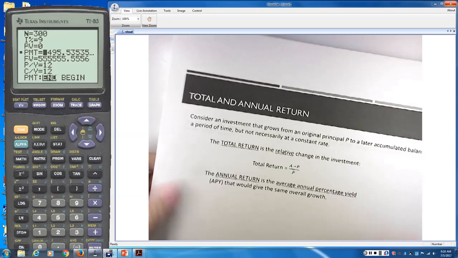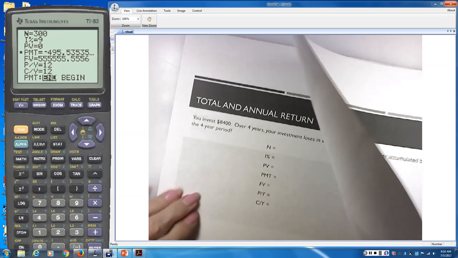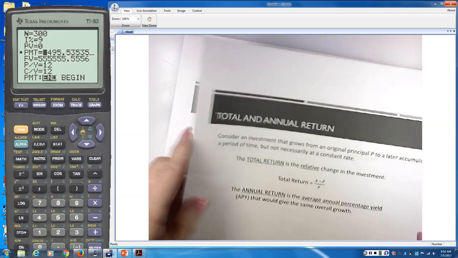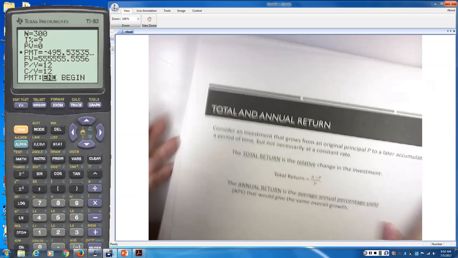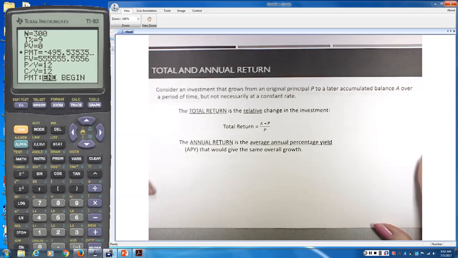I think we're about to the end of this. Yeah, we've got total annual return as the last example we're going to talk about. Consider an investment that grows from an original principal P, an amount you put in the bank, to a later accumulated balance A over a period of time, but not necessarily at a constant rate. The endowment we looked at was at a constant rate. What if it wasn't constant?